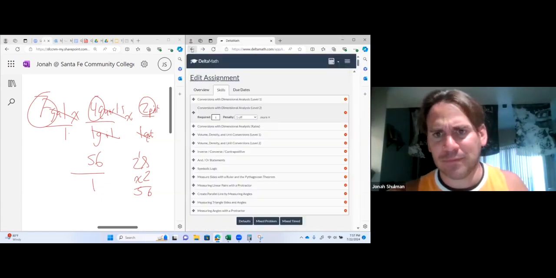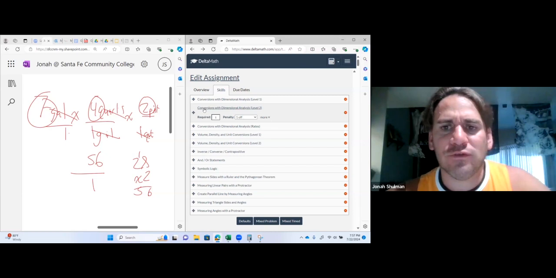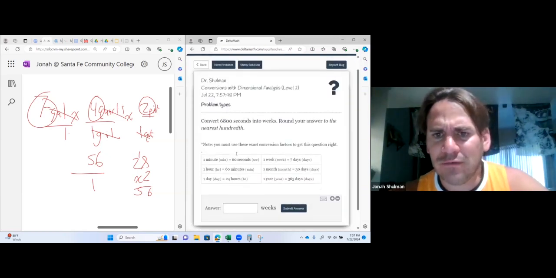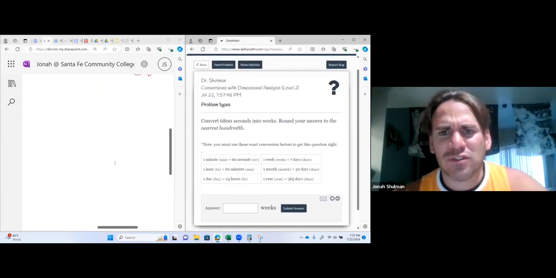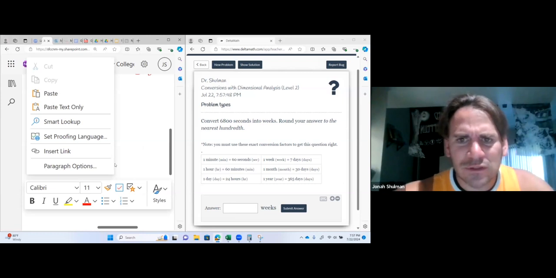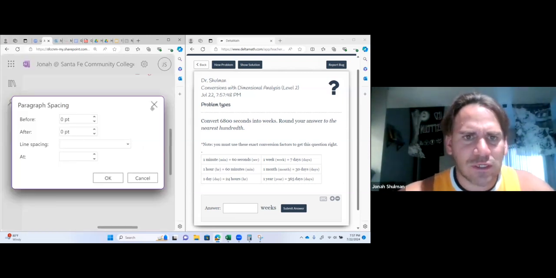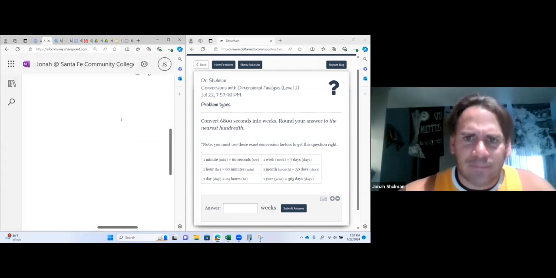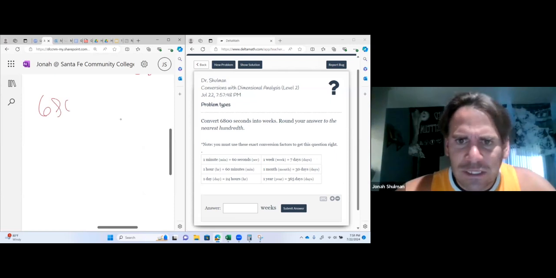Mine looks exactly the same. So a lot of times students get confused with this if they're going to multiply or divide, right? I might as well just do one more for you. So here's 6,800 seconds. Oh, sorry, into weeks. Because this is pretty much all we're doing. So 6,800 seconds into weeks.